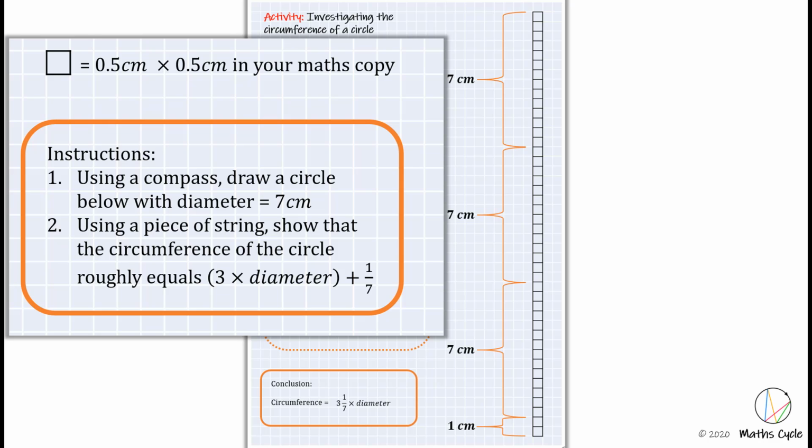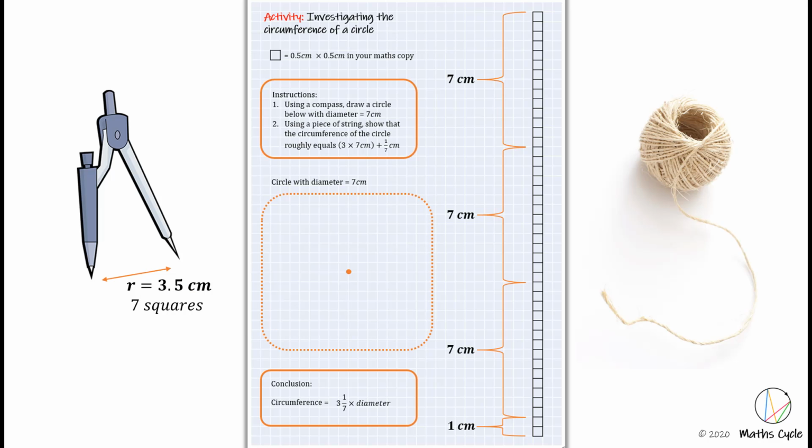Okay, and number 2, using a piece of string, show that the circumference of the circle roughly equals 3 times the diameter plus 1/7 of the diameter. So what we need is a compass and a center point to draw a circle. Now the center point is on the sheet, or you just pick a center point in your copy.